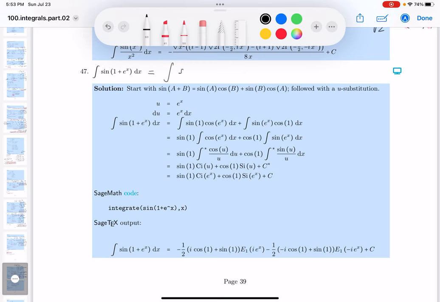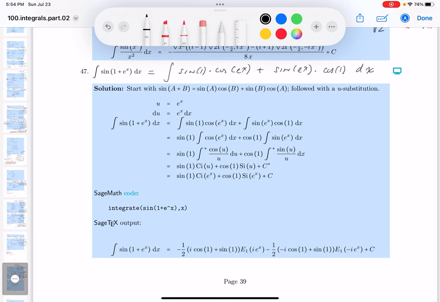So I'm going to say sine of 1 times the cosine of e to the x plus the sine of e to the x times the cosine of 1, and then dx. And this is where I can understand someone saying, I have no idea what to do with that.